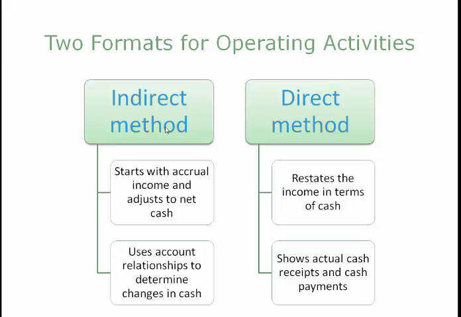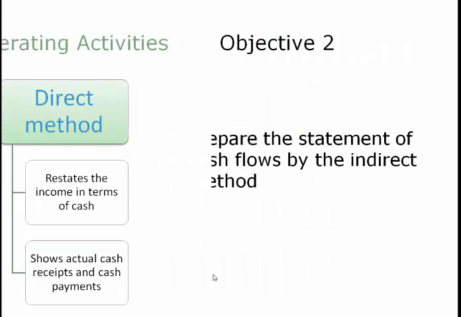It's very rare that you're going to find the direct method, so we're going to focus predominantly on this indirect method. We're starting with accrual income, and we're making adjustments to come up with cash, and we're using the relationships of the accounts to determine the changes in cash.